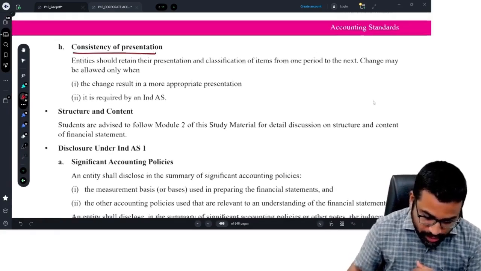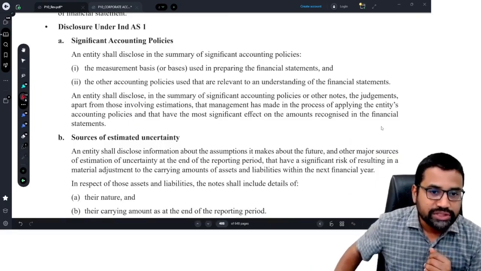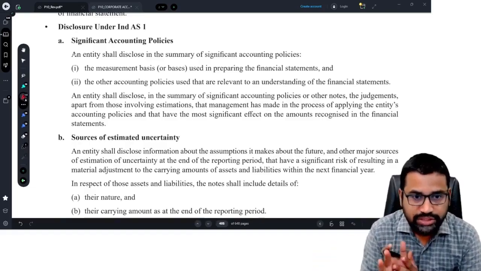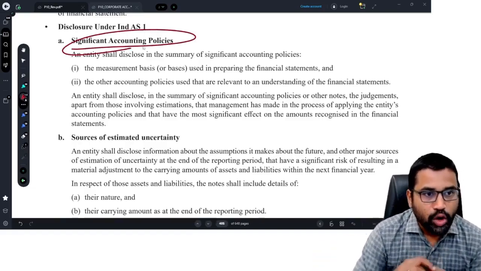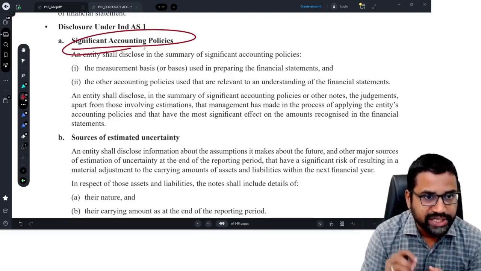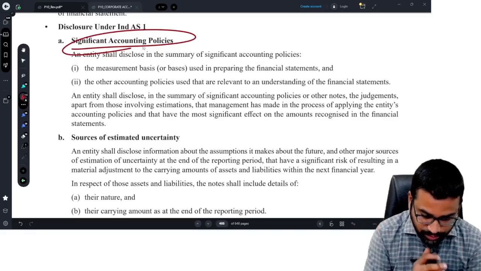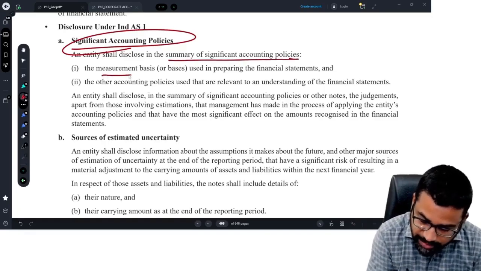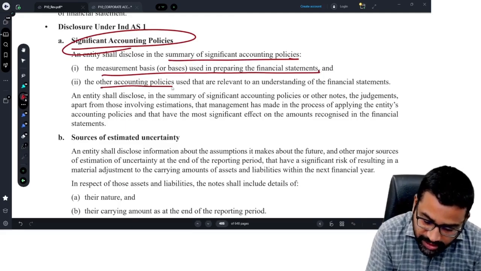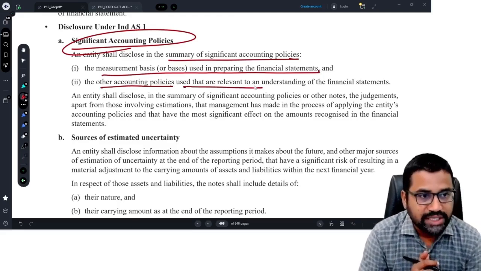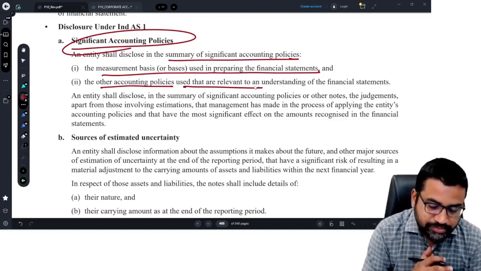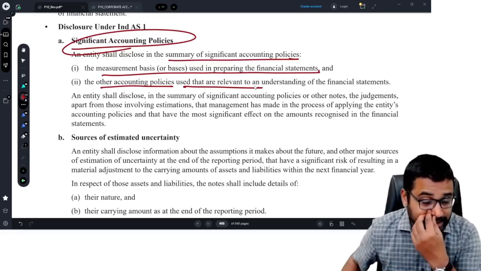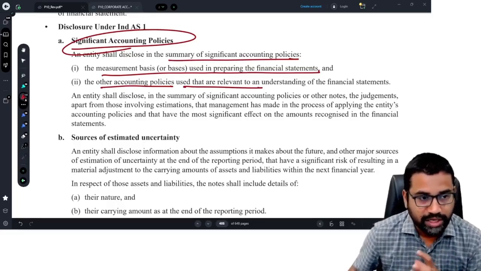Next, disclosures as per Ind AS 1. What we need to disclose as per Ind AS 1. I told you this standard has two parts. First part is about financial statements. Second part is about disclosures. Significant accounting policies. All accounting policies that we adopted in the preparation and presentation of financial statements, we will disclose. An entity should disclose in the summary of significant accounting policies the measurement basis used in preparing financial statements, and other accounting policies used that are relevant to an understanding of the financial statements. So, we have to disclose this. What are the significant accounting policies we adopted in the preparation and presentation of financial statements, that we need to discuss. And this is similar to normal accounting standard 1.